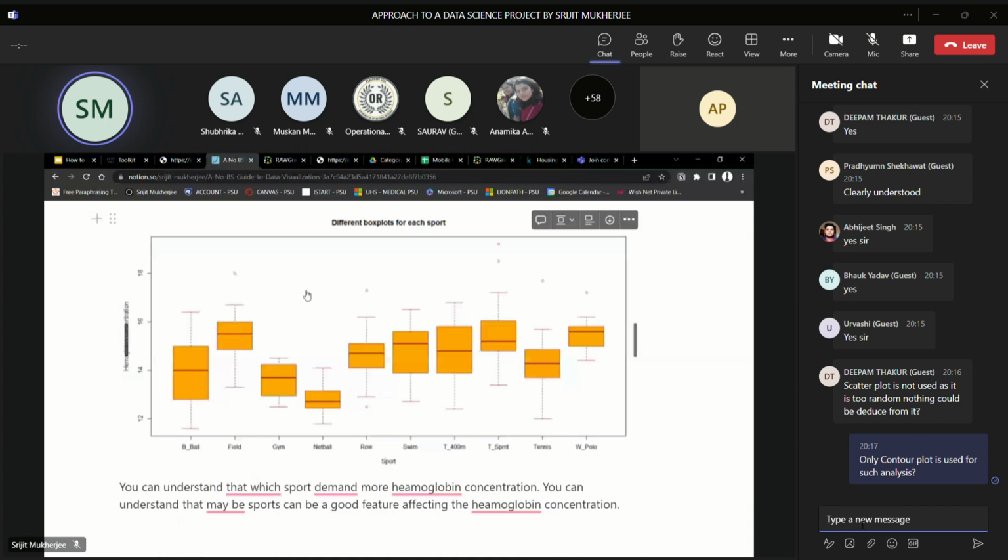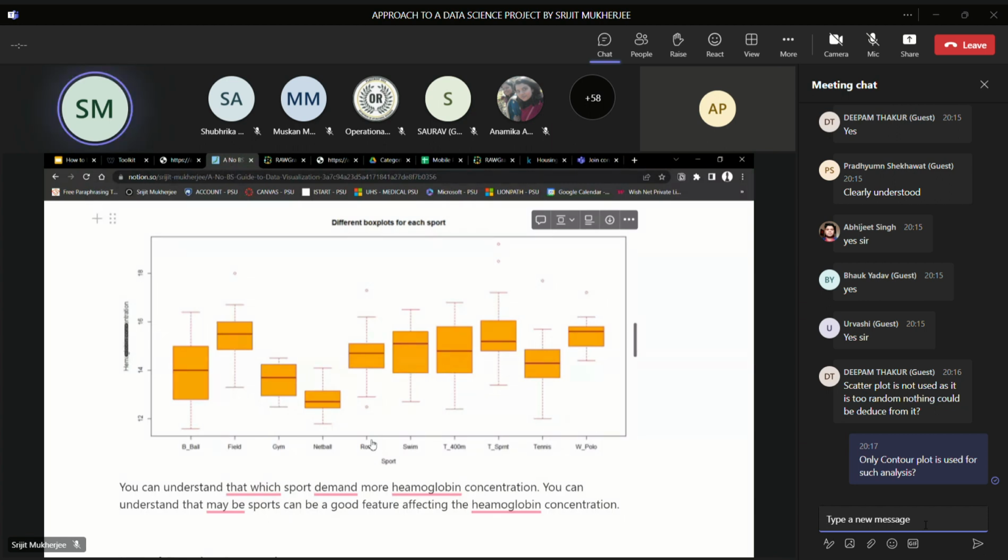For example, you can get that those who play in the field have more hemoglobin concentration than those who play baseball. The people who play netball probably have less hemoglobin concentration. Biologically, this can also be a latent variable, because, as I've heard from doctors, women tend to have lower hemoglobin concentration than men. So this can be a latent variable in action, but you get some idea of why it's happening. Essentially, you can understand the relationship between a categorical variable and a continuous variable using this grouped box plot.